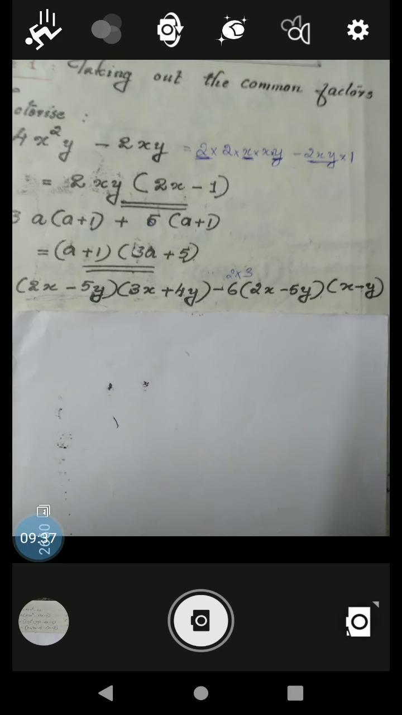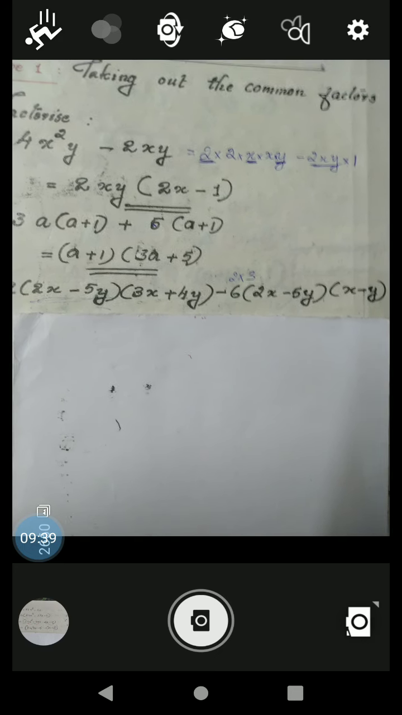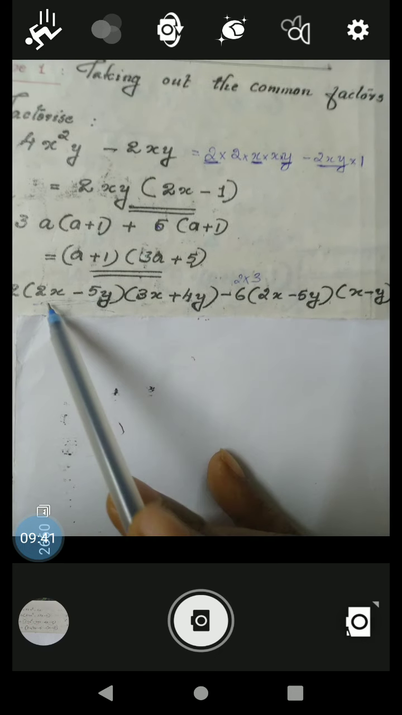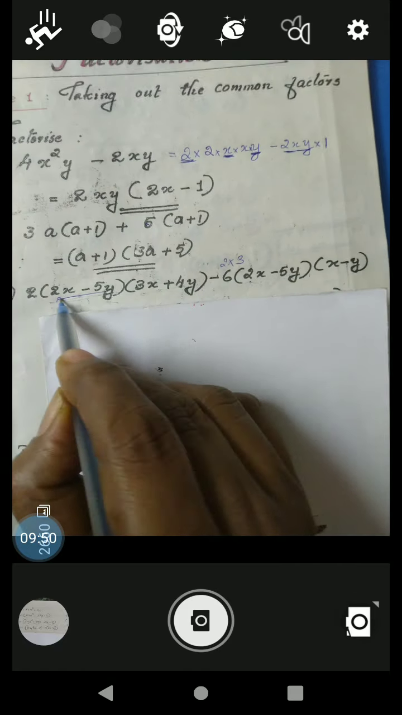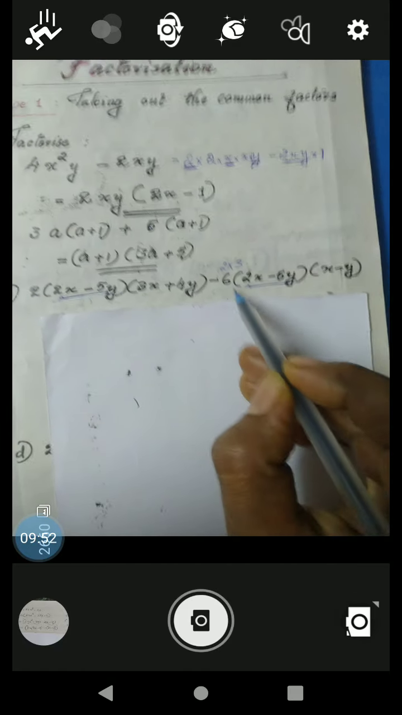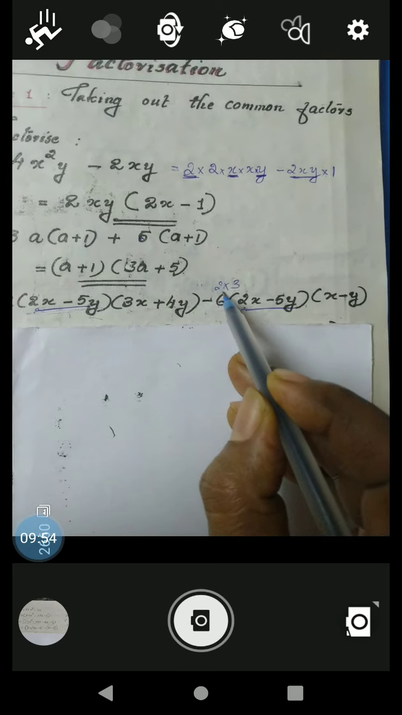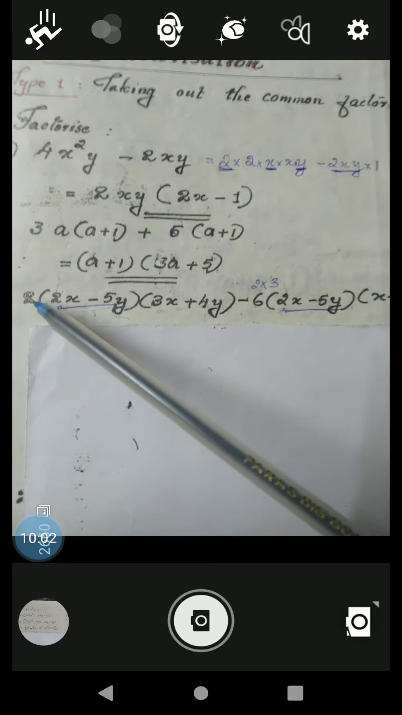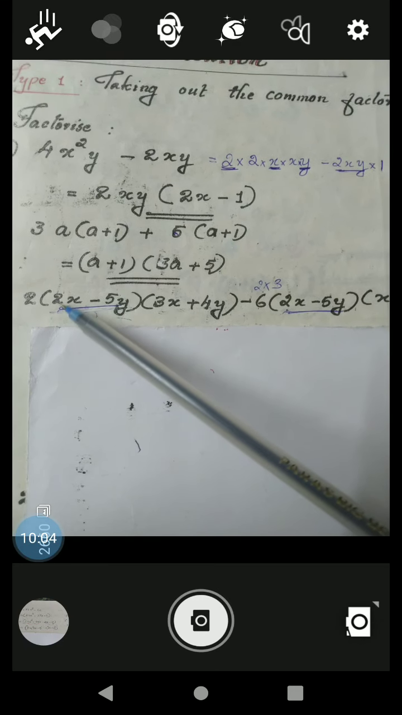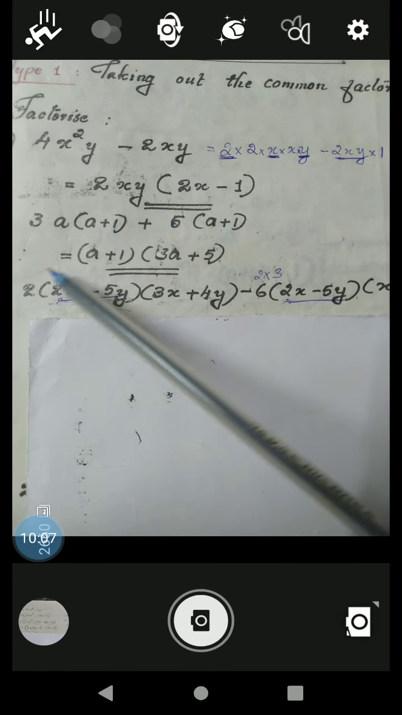First you have to find what the common factor is. We can see 2x minus 5y here. Here also 2x minus 5y. Okay, so we get one common factor, 2x minus 5y. This 6 can be written as 2 into 3. Here also you can see 1, 2. So, which are the common factors? 2 into (2x minus 5y) is a common factor.